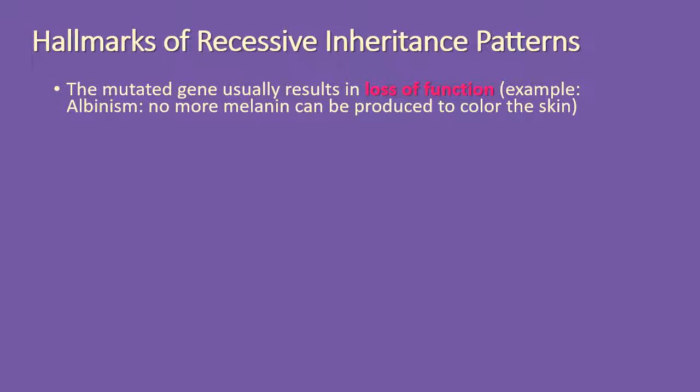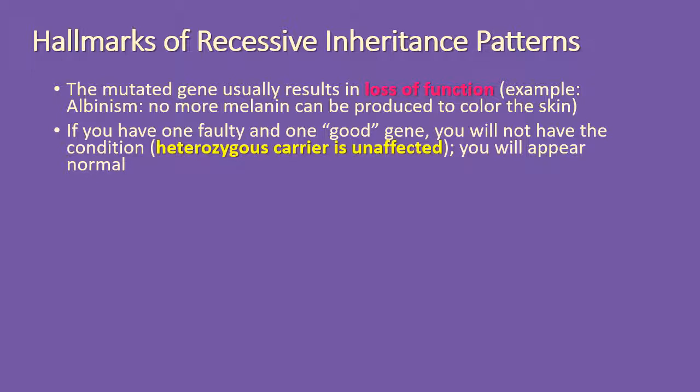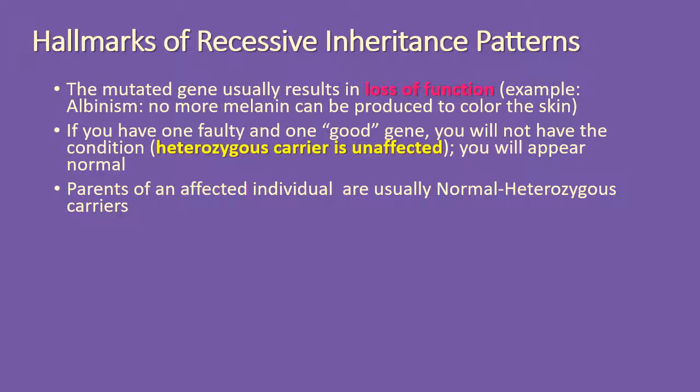Usually the mutation results in a loss of function. For example, with albinism, the cells can't produce melanin anymore. If you're heterozygous and you have one good gene and one bad gene, usually the one good gene is enough that you'll appear normal. It'll produce enough gene product that you won't exhibit the trait.